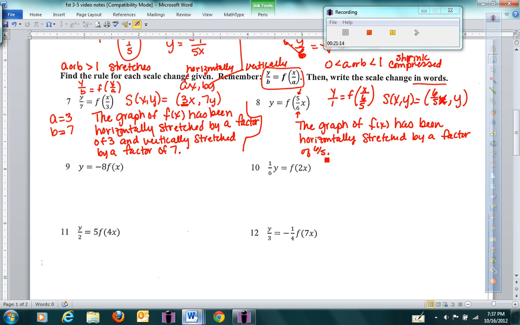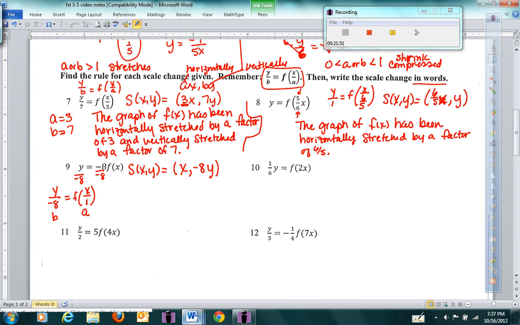Okay, on number 9 then, we're looking at this 8 right here, and this 8's not part of that function with the x in it, is it? So we're going to have to take that -8 and move it over to the other side. So we can divide it off and move it back where it belongs. So this becomes y divided by -8 equals f of x divided by 1. So there's your a, and there's your b. So when we write our rule, we're going to write just 1x, or just an x, comma, -8, and then that would be y.